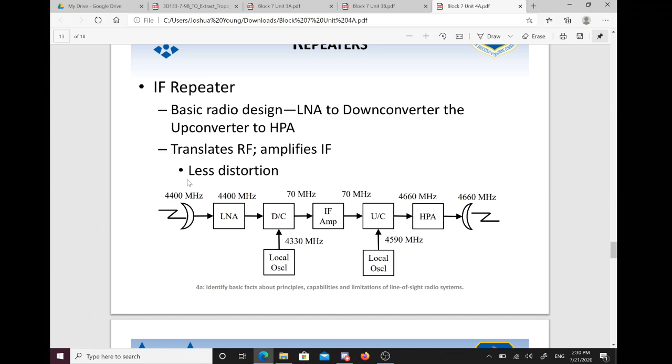Because there's a little bit more translation here, as far as the RF to IF and then IF back to RF, it gets cleaned up a little bit along the way because of that conversion process. And since that happens, there is less distortion applied in your IF repeaters versus your RF repeaters. Does that make sense to everyone? Yes, sir. Cool.